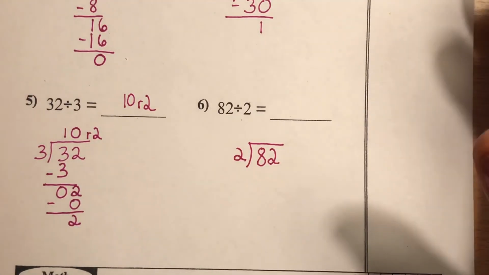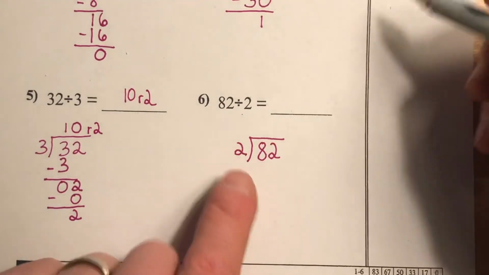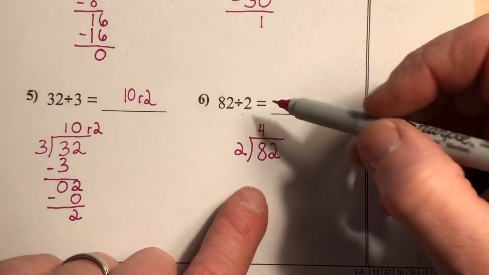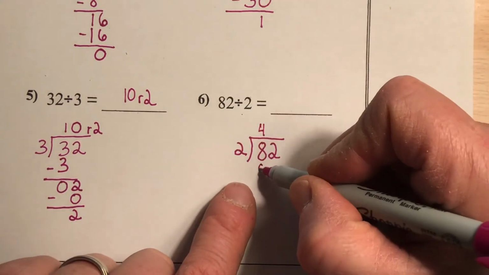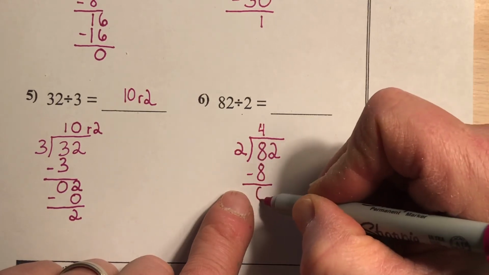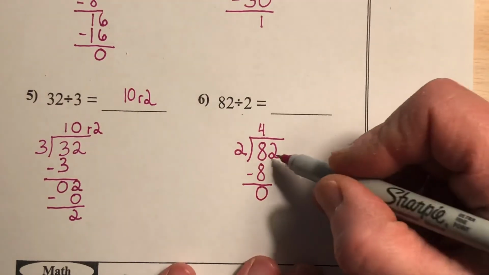I already know this answer in my head. I think you do too. So let's go through the process. 2 fits into 8 4 times. 4 times 2 is 8. I subtract, I get 0. 0 smaller than 2, I'm good. We drop down this 2.